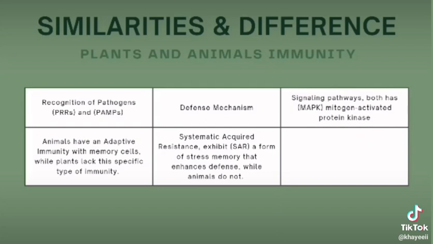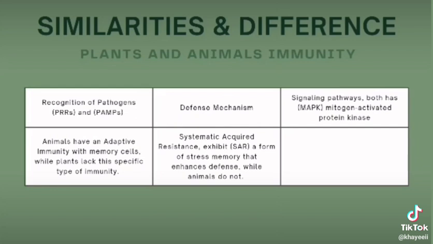Now, these differences make sense when you think about the pressures plants and animals face in their environments, right? Plants can't move around like animals, so they develop a localized, simpler immune system to protect themselves right where they're planted. Animals, on the other hand, can move and have a complex immune system to protect them in different environments.